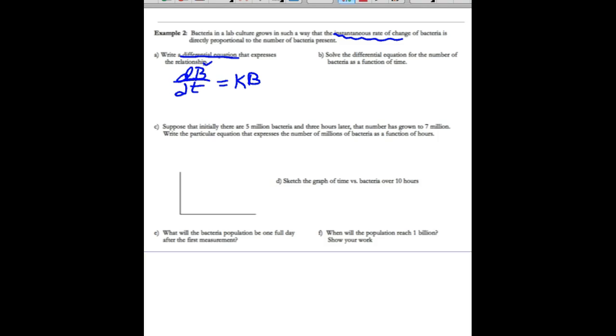Then it says solve it. No need to solve it, just have it memorized. My answer would be B is equal to B sub 0 e to the kt. That's what's going to happen for that one.